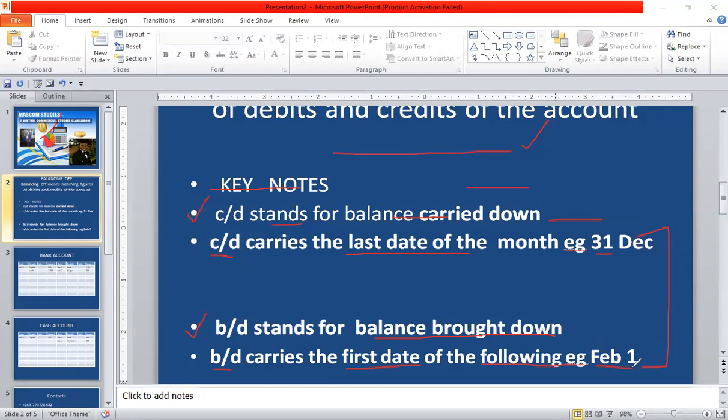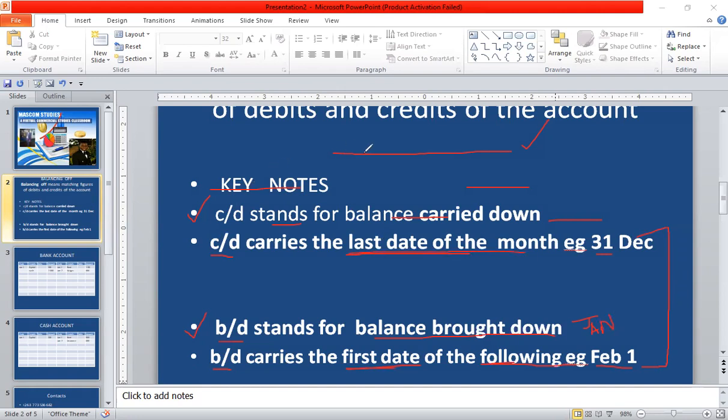So, a quick rundown. Balance CD stands for balance carried down, and it should carry the last date of that month. The other item which is very important is balance BD, which stands for balance brought down. It means brought down from the previous month, and it should always carry the first date of the following month. We are assuming in this case that our last month was January, and the following month is February. This is very important.